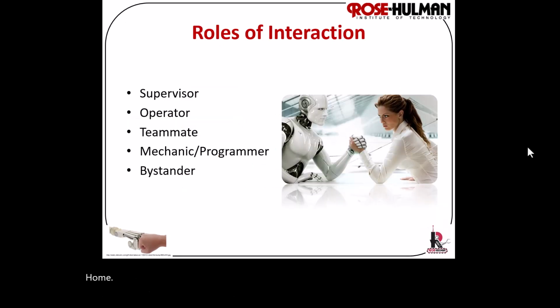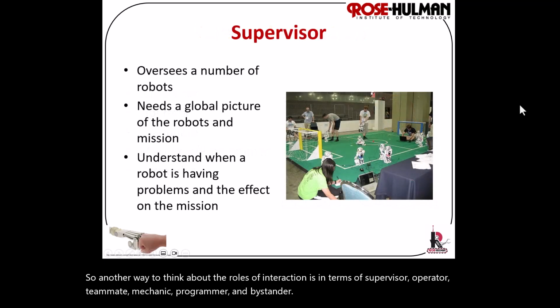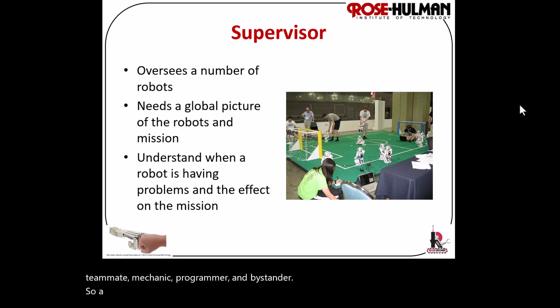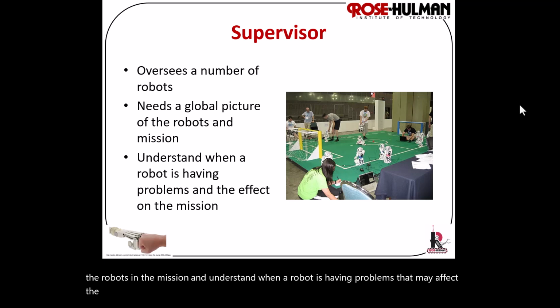So another way to think about the roles of interaction is in terms of supervisor, operator, teammate, mechanic, programmer, and bystander. So a supervisor would oversee a number of robots, and it needs to have a global picture of the robots and the mission and understand when a robot is having problems that may affect the mission. In this case, one member of the team may be supervising multiple robots that are playing RoboCup soccer.